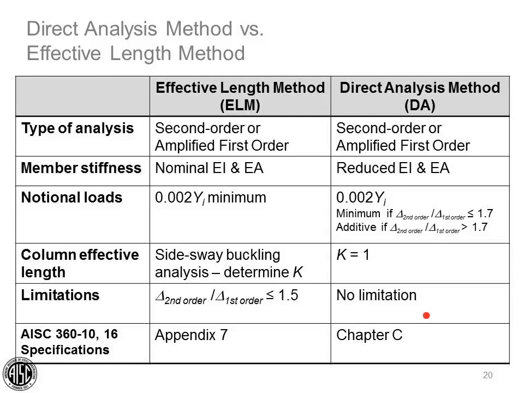And last line, the effective length method is now in AISC specification Appendix 7 as an alternative method of design, while the direct analysis method is found in Chapter C and is the primary method for stability analysis and design. Even though the direct analysis method is now the primary method in Chapter C, the effective length method and first order method are still permitted to be used if the second order effects are less than 1.5.